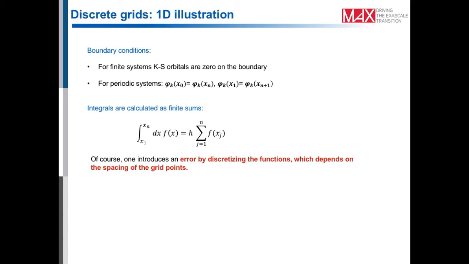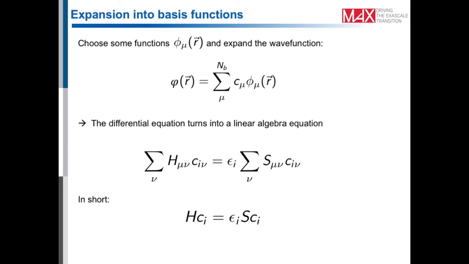Okay, so the second approach is an expansion into basis functions. So you can choose some functions, phi mu of r, and then you can expand the wave function, right, with some coefficients here. This is the number of the basis functions. Then your differential equation that you started from will turn into a linear algebra equation, where you will have here the elements of the Hamiltonian matrix. Here are your coefficients in the expansion, and here are the elements of the so-called overlap matrix, right? And then you can write this in short like this.